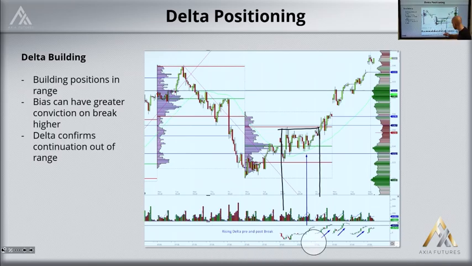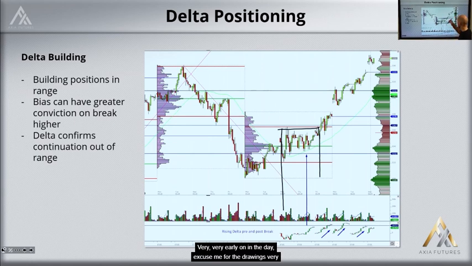Next day, very, very early on in the day, excuse me for the drawings, very early on in the day, you're already touching up towards 30,000 in delta up here. That comes in down here. This is giving you an indication that you're starting to see buying strength in the range. It's the buyers that are in control now. So you can start looking at this thinking, okay, good. I can now start to be biased towards the upside. You can now start to play this as the move comes.